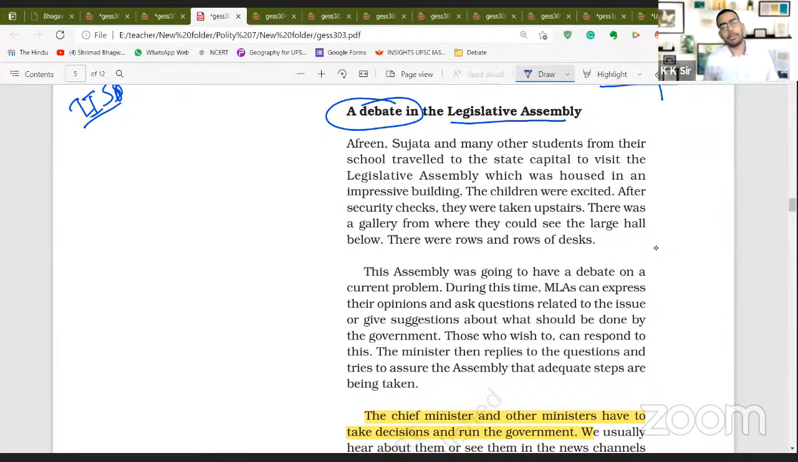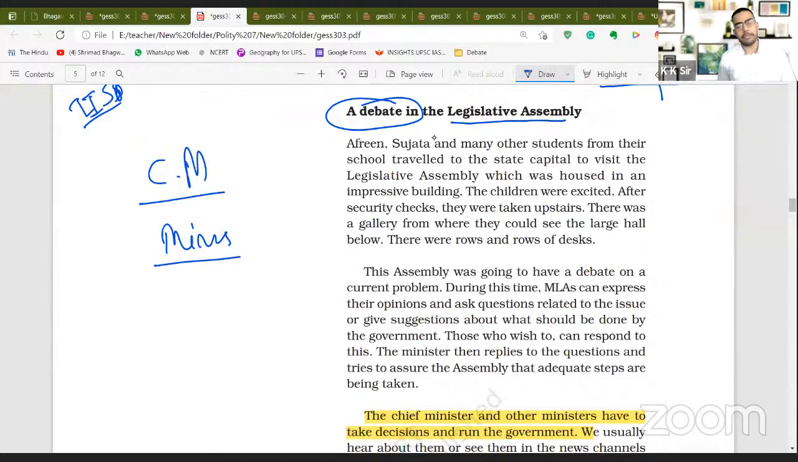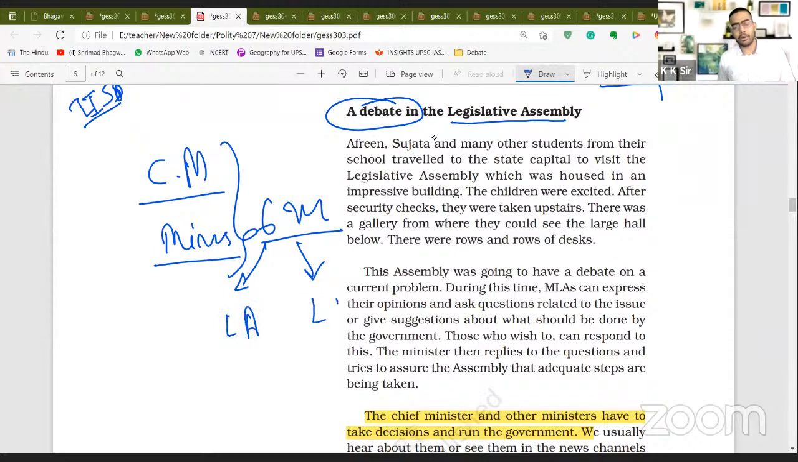Mahesh is asking, can a person become a minister without being an MLA or MLC? Yes, right. If somebody can become a CM, he can very well become a minister. But the same condition applies here: within 6 months, he has to get elected. If there are two houses, he has to be an MLA or MLC. And if there is no legislative council, like in West Bengal, he has to get elected as an MLA.